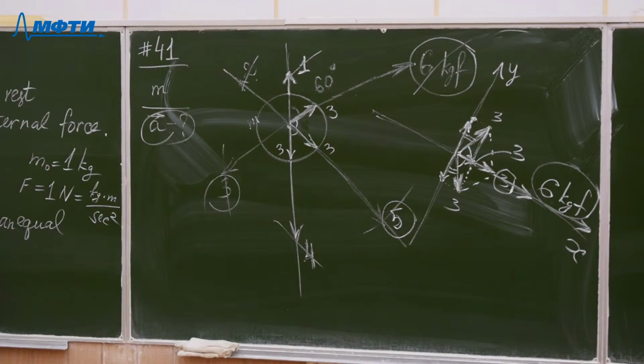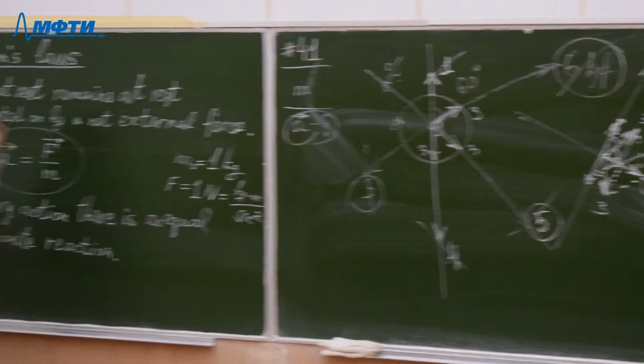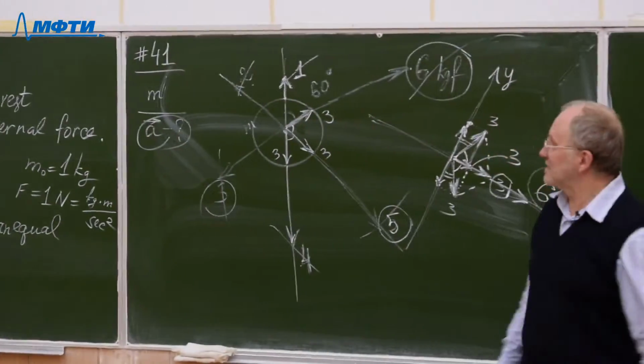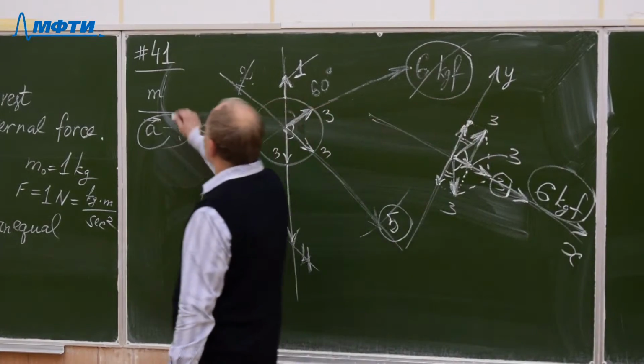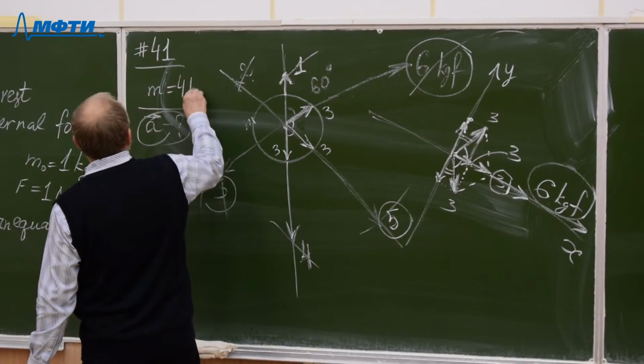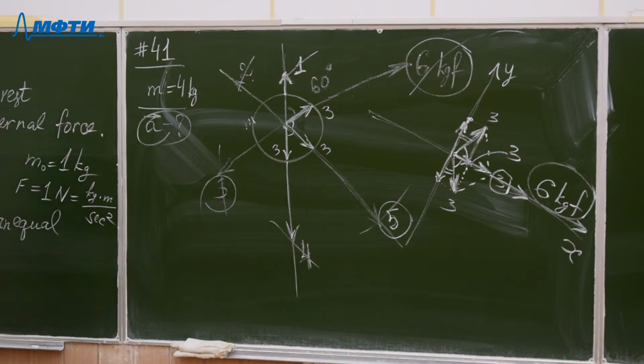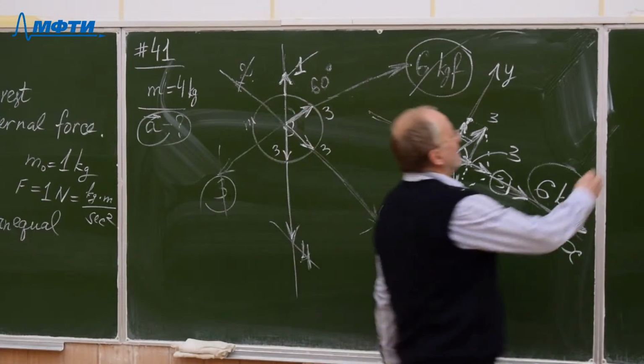the vector of force. Mass is given, not a problem. It's not a problem to divide 6 by what we have. Mass is 4 kilograms, if I'm not mistaken. So it's not a problem to divide 6 kilogram forces by 4. Let's do it.